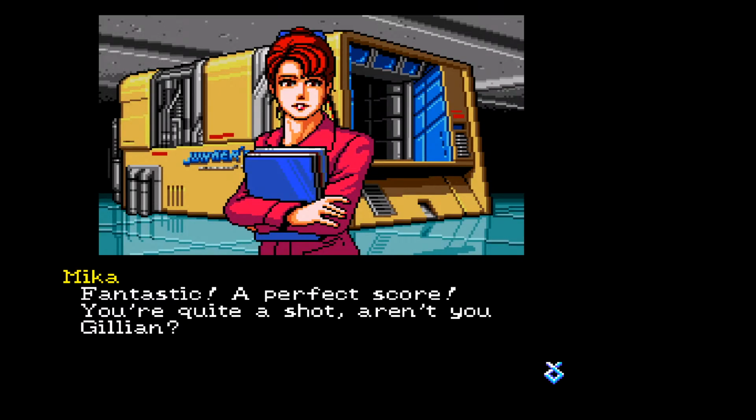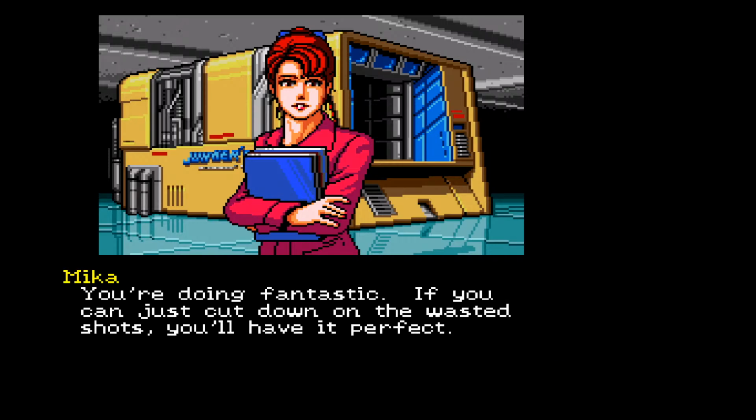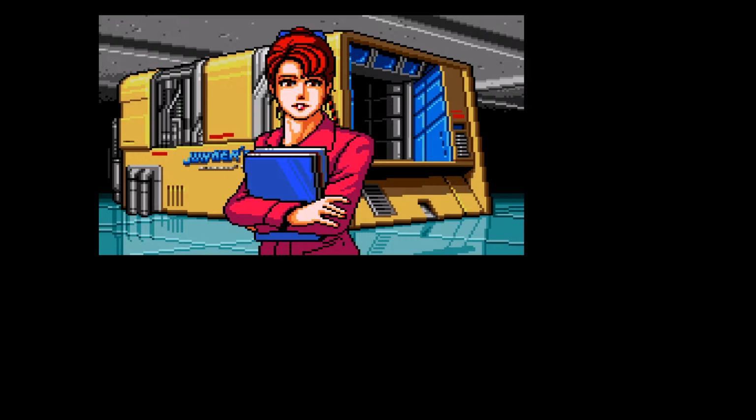Fantastic. Perfect score. You're quite a shot, aren't you, Gillian? You're doing fantastic. If you can just cut down on the wasted shots, you'll have it perfect. Come on, let's go see Harry. Sounds like a plan.